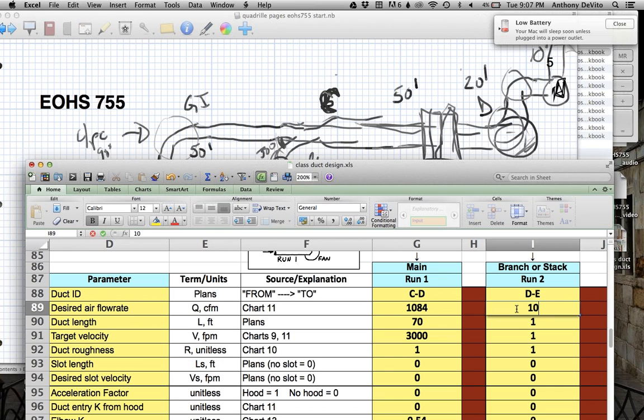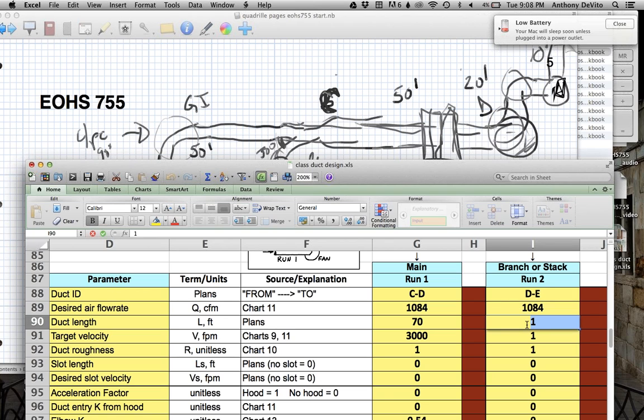Okay, so our desired flow rate, still the same, 1,084. Once you get your flow rate through this thing, that quantity of air is going to go all the way through. The only reason there were different flow rates was because we had one hood with one flow rate, another hood with another. But once they join into a single duct, it's got to be the same flow rate. You can't have air disappearing or being created in there. It's always going to be the same flow rate.